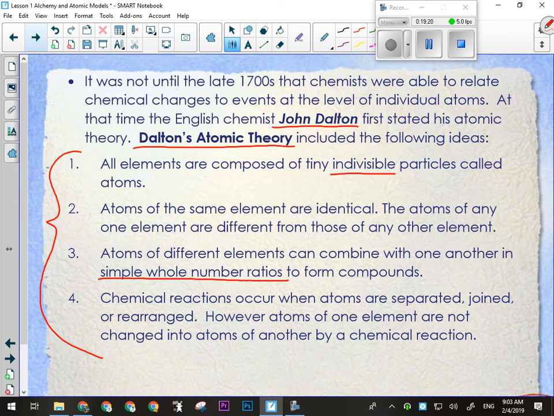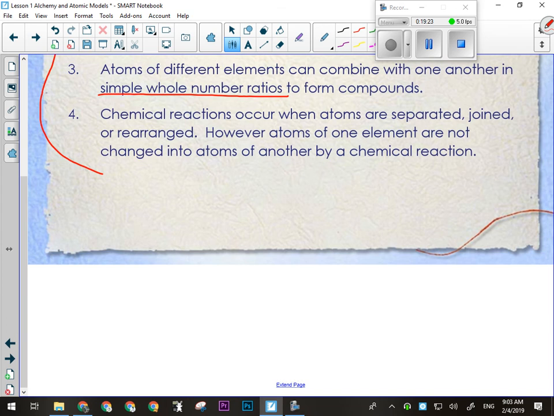So if we're looking at a very common compound, like water, how many hydrogens? 2. And how many oxygens? 1. Now I could write it like this and I'd have the same ratio. I could write it with half an oxygen, but can I have half an oxygen atom? No. If I go over here, oxygen has 8 protons in it. Half an oxygen atom would be beryllium. Not the same thing. That's what he means by simple whole number ratios.